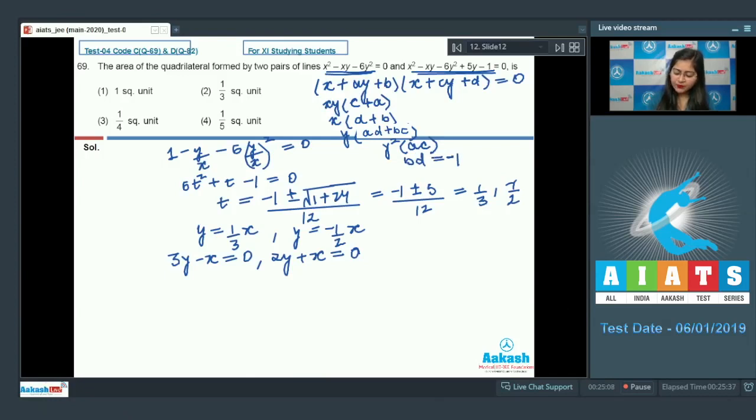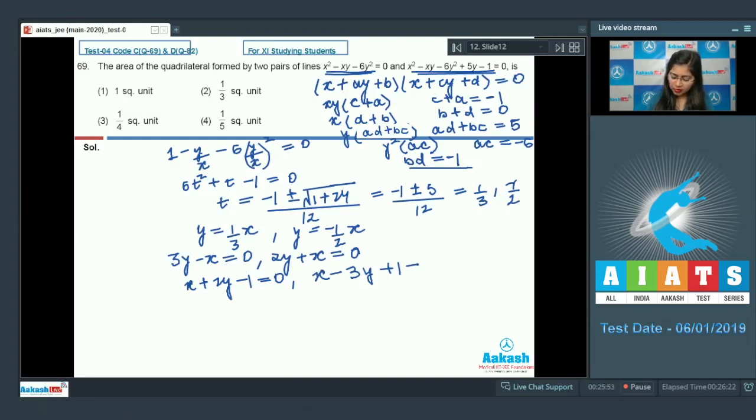So similarly, we can say that c plus a is equal to minus 1, b plus d is equal to the coefficient of x, which is 0, and ad plus bc, that is the coefficient of y, is equal to 5, and ac is equal to minus 6 and bd is equal to minus 1. So solving these equations, we can find the values of a, b, c and d, and we find that the pair of straight lines are x plus 2y minus 1 equal to 0 and x minus 3y plus 1 equal to 0. So these are the four straight lines.